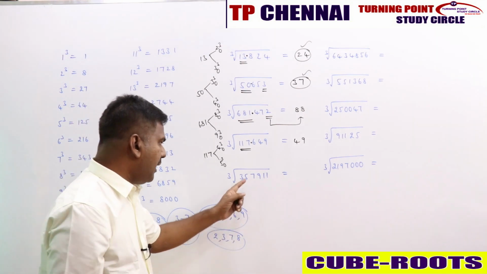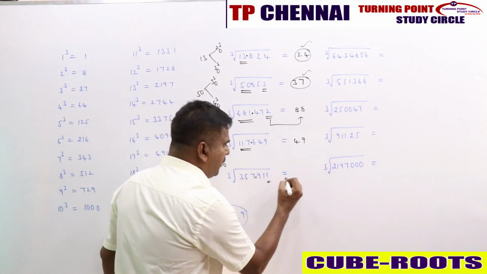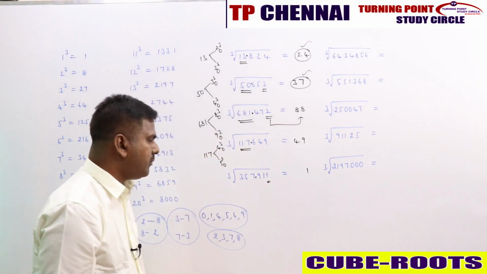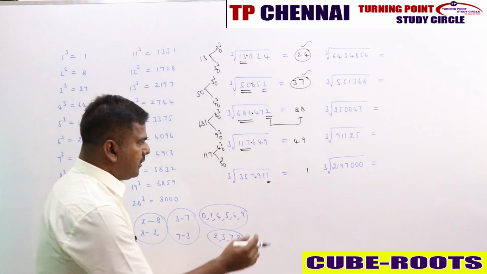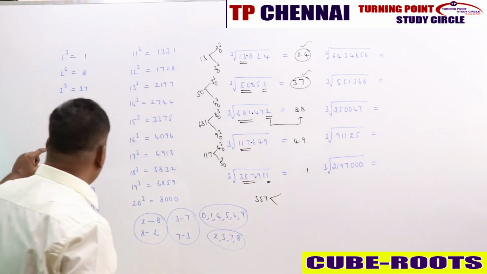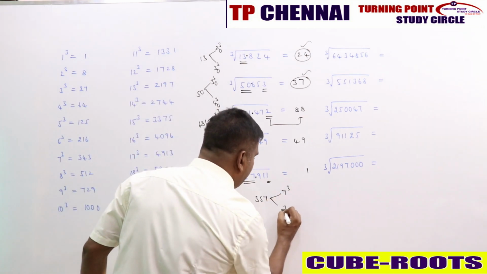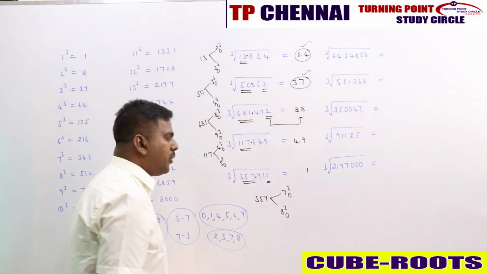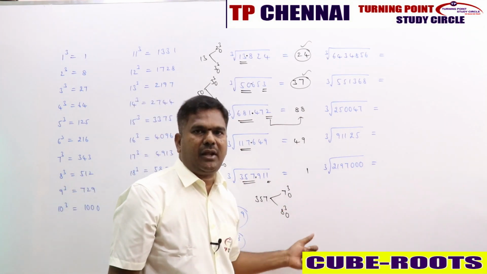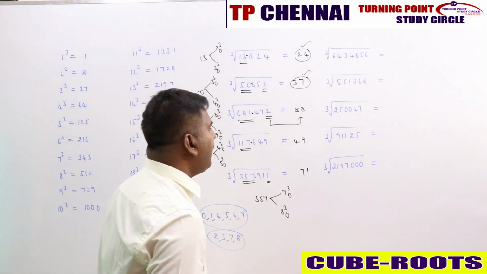Coming to here, put a dot after 3 digits. Ending with 1, 0, 1, 4, 5, 6, 9, so the same digits only for cube roots. So 1, 357. 357 is lying between which two cubes? 7 and 8, right? So 7 cube and 8 cube. The meaning of that is the cube root will be between 70 and 80, ending with 1. It is none other than 71.